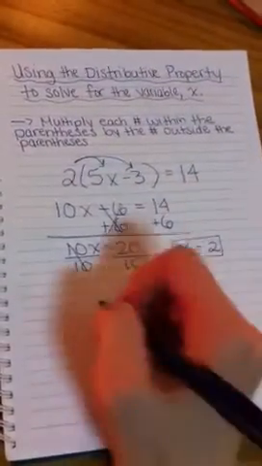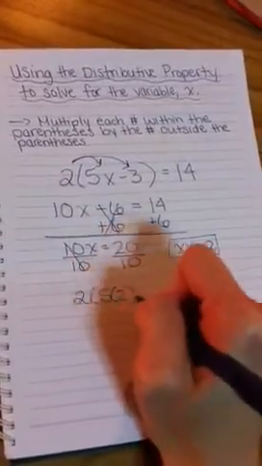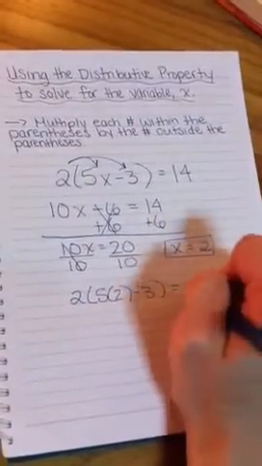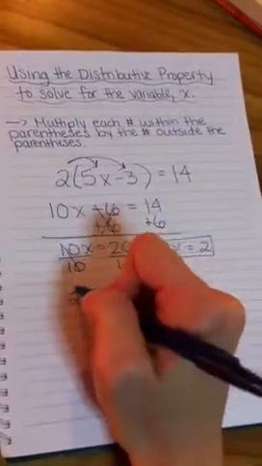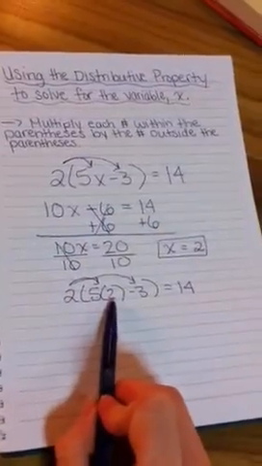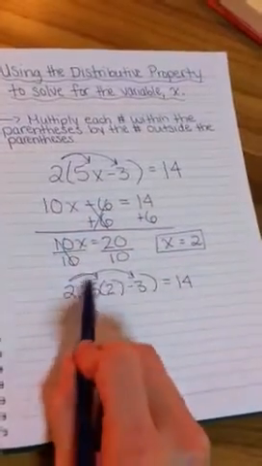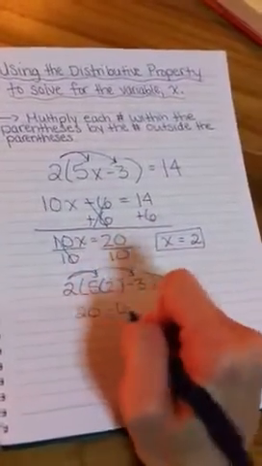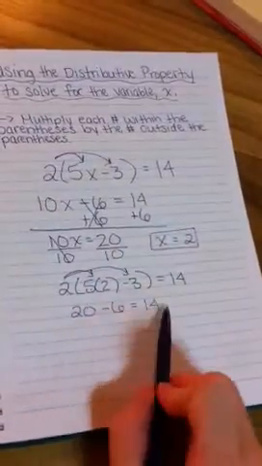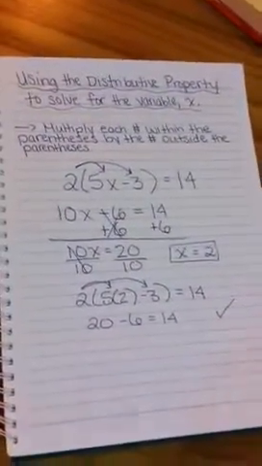I'm going to double check by plugging 2 in for x. So I'm replacing the x here with the 2 that I now determined it was. I can apply the distributive property again to check if my answer is correct. I know that 5 times 2 is 10, so 2 times 10 would be 20, and 2 times negative 3 would be negative 6, which equals 14. Is that true? Is this side the same as this side? Yes, it is. So I have completed my distributive property.